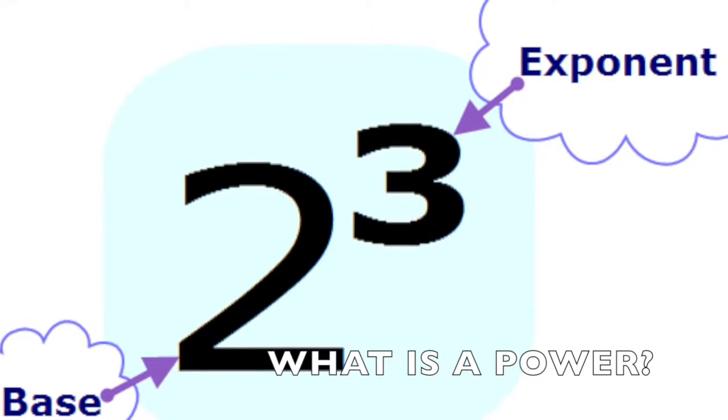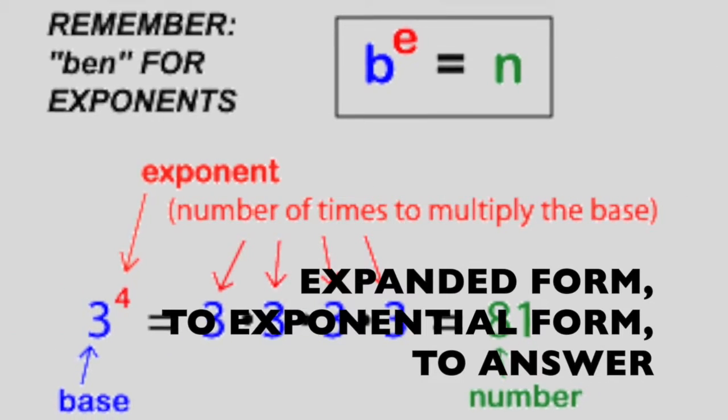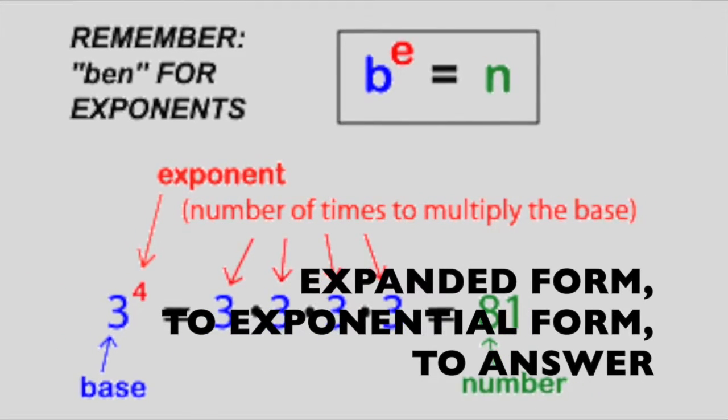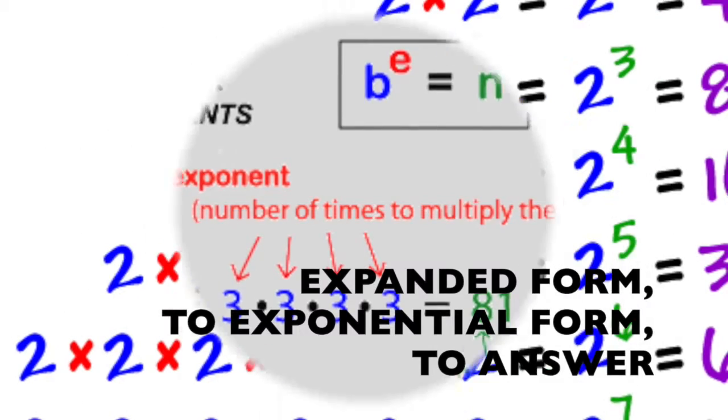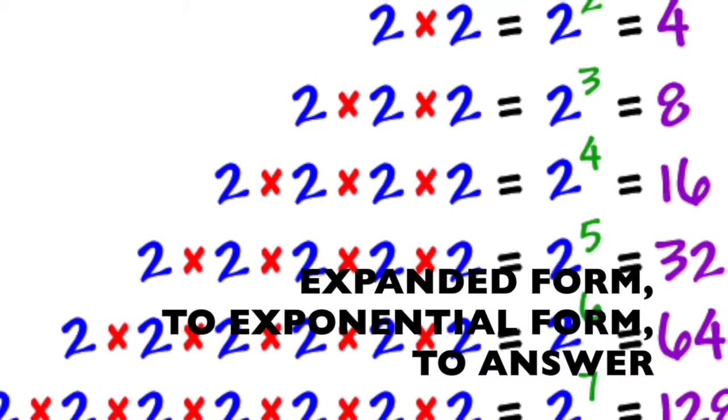There are two parts of a power: the base, which is the big number, and the exponent, the smaller number to the top right. The base is the factor that you multiply, and the exponent is the number of times you multiply it. The expanded form is when you write a power in its multiplicative form.